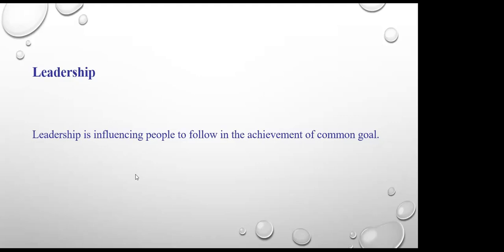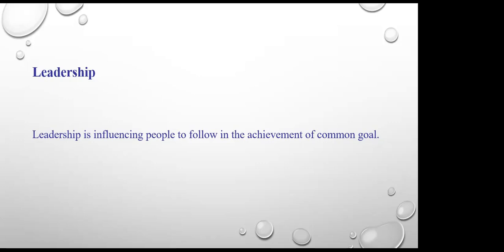Here, leadership is influencing people to follow in achievement of common goals. Simple leadership, in the sense, if you take an example from school days or college days, there will be a number of groups in college. There is a group of friends, and out of a group of 10, there will be one leader, and a second leader. He is the person who influences all others to do anything, maybe good or maybe bad. He influences the people to achieve the common goal.